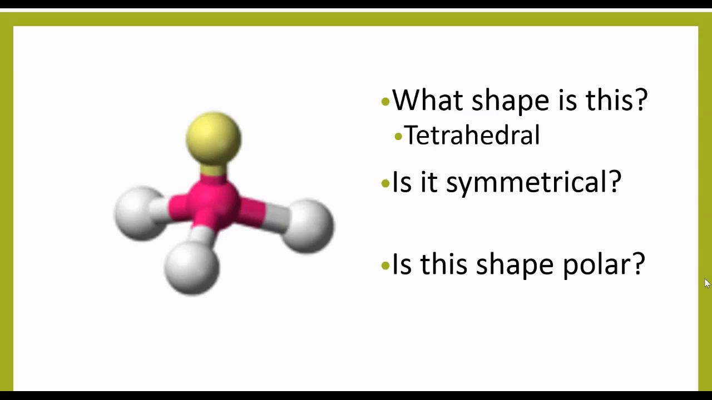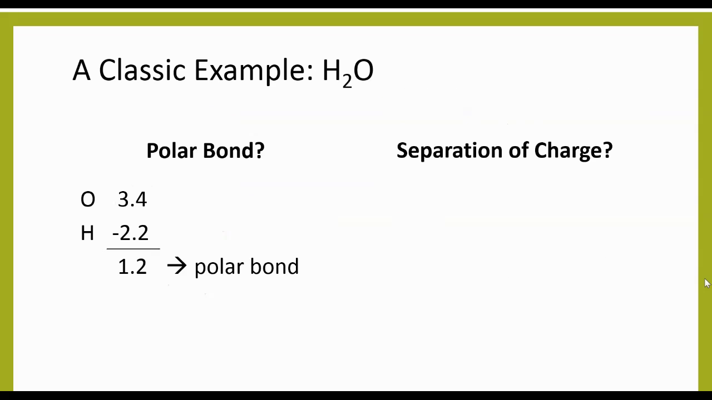Okay, this one, same shape, we still have tetrahedral. But now we ask ourselves, is it symmetrical? In this case, the answer is no, because that yellow atom is different than the white ones. So it's not symmetrical in all directions. It's symmetrical in some, but not all of the directions. So because of this, the shape is polar. Now, if you look in your VSEPR theory chart, I have listed the shapes that are polar versus non-polar generally. So that's a good rule of thumb you can use. But otherwise, think about this idea of whether or not it's symmetrical.